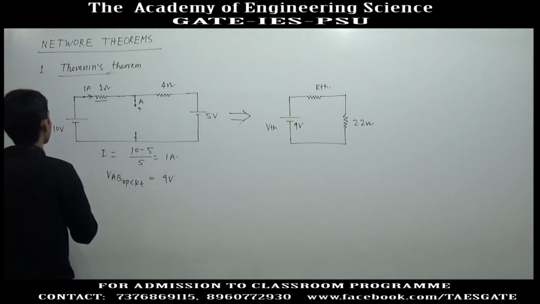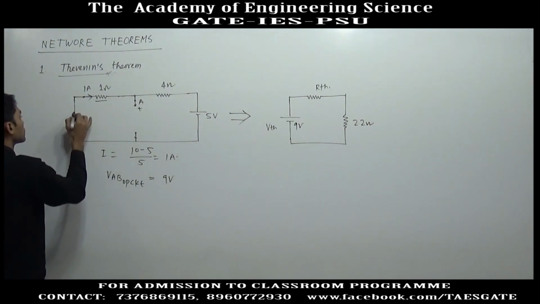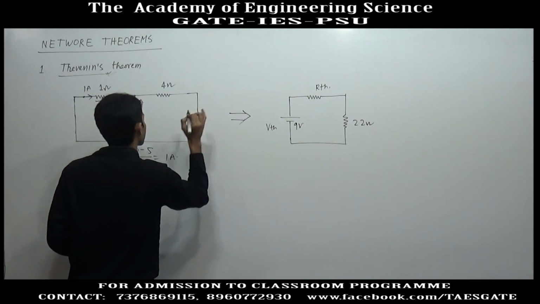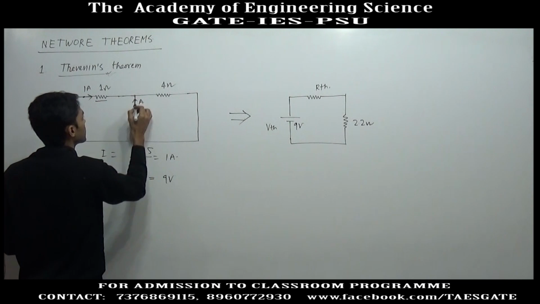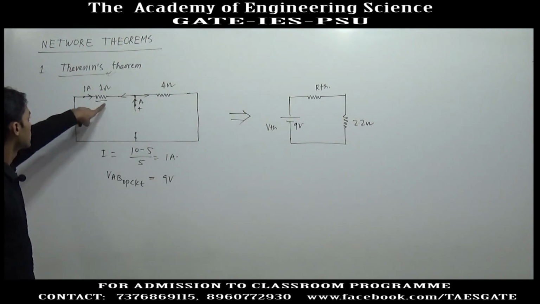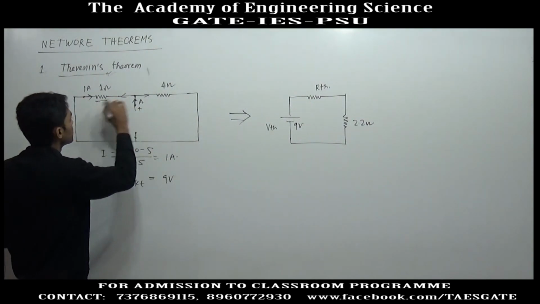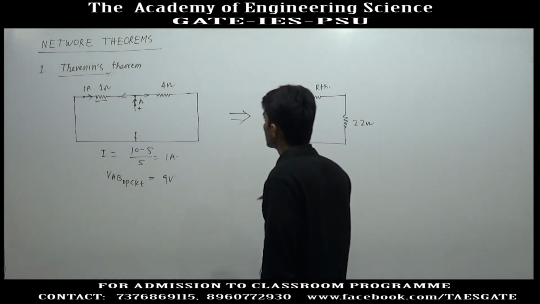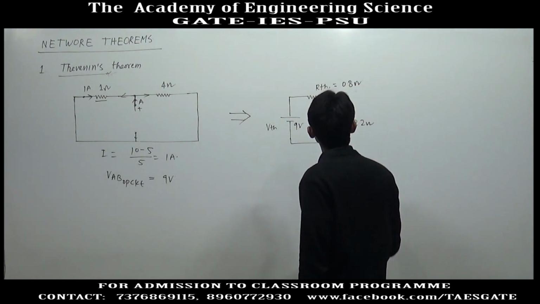And RTH is, to calculate RTH, the independent voltage sources will be short circuited. This is short circuited, this is also short circuited, and if we try to inject a current I here, there will be a division of current and the potential difference across the 1 ohm and 4 ohm is the same. So these two resistances are connected in parallel, and the parallel combination of 1 ohm and 4 ohm will be 4 by 5, that is 0.8 ohm.